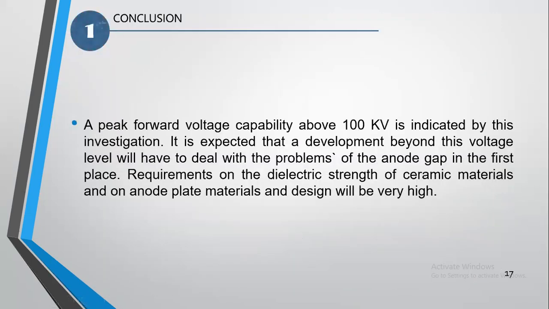Finally, a conclusion. A peak forward voltage capability above 100 kilovolts is indicated by this investigation. It is expected that development beyond this voltage level will have to deal with problems. So 100 kilovolts is not a normal voltage, it's a very high voltage. If we reach that or go above it, there will be problems. Requirements on the dielectric strength of the ceramic material, the anode plate material and the design will be very high, so it will be much more expensive and very hard to design above 100 kilovolts.